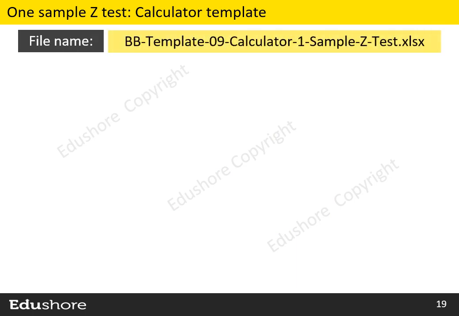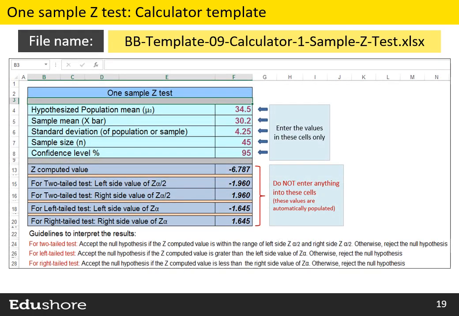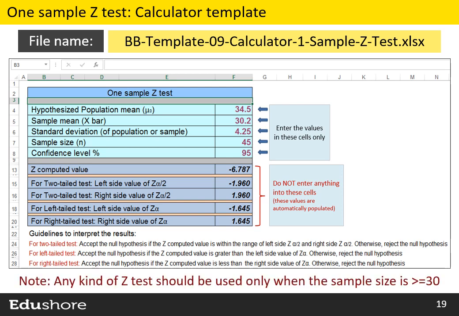To help you do the one sample Z-test easily, Edushore has developed a calculator template. Here is the file name of one sample Z-test calculator template that is provided to you. All you need to do is just enter the known values of mu naught, x bar, sigma or s, sample size n, and the confidence level. This calculator generates all the rest of the values for you, such as the Z computed value, Z critical values for two-tailed, left-tailed, and the right-tailed tests. It also provides you the guidelines to interpret the results so that you can arrive at the right conclusions. Please note, any kind of Z-test should only be used when the sample size is greater than or equal to 30.